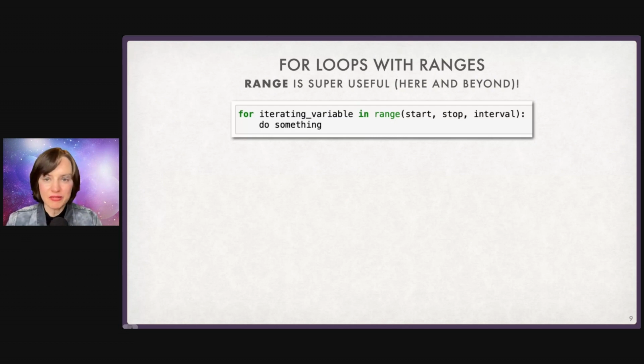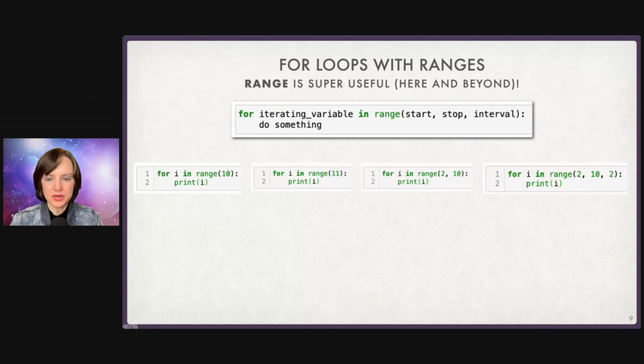The way we're going to write a for loop using a range is: for iterating variable i, x, whatever, in range, and then we're going to contain information that could include up to three things. We're going to say start, stop, and interval of our range. Do something. So let's make that concrete. We might write code like these. We'll go through each one at a time.